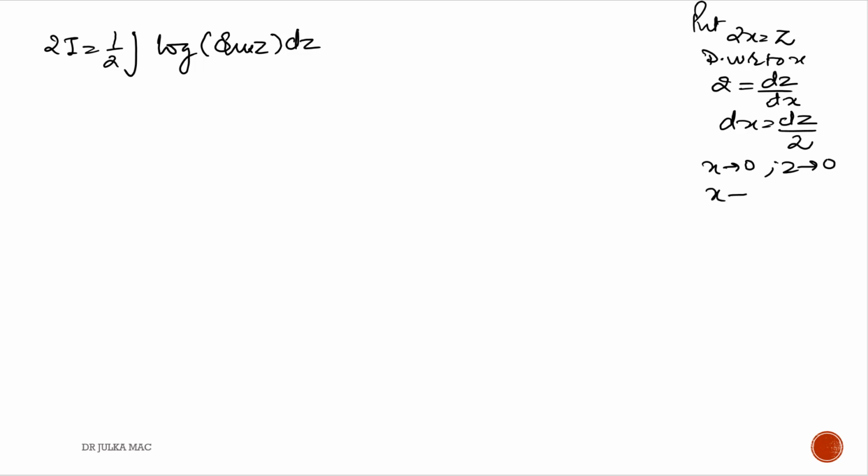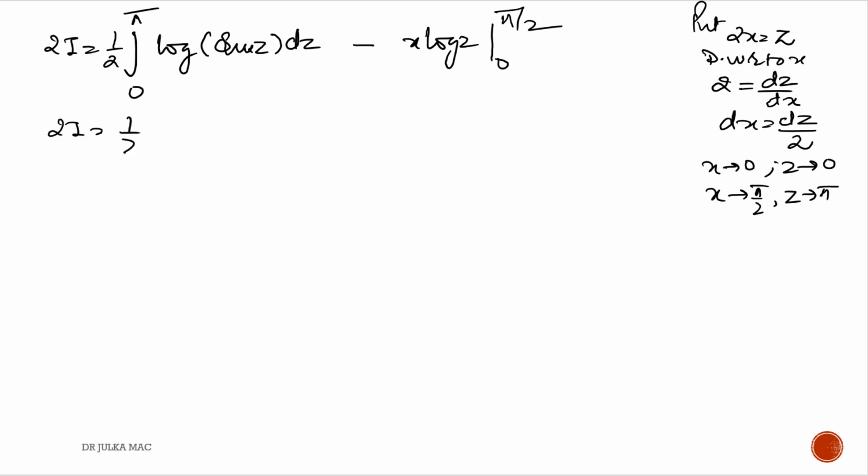When x is 0, z is 0. When x is pi by 2, z is pi. So the limit is now 0 to pi. In the second part, the answer is x log 2, limit 0 to pi by 2. Now 2y equals half of the integral from 0 to pi of log sin x dx.